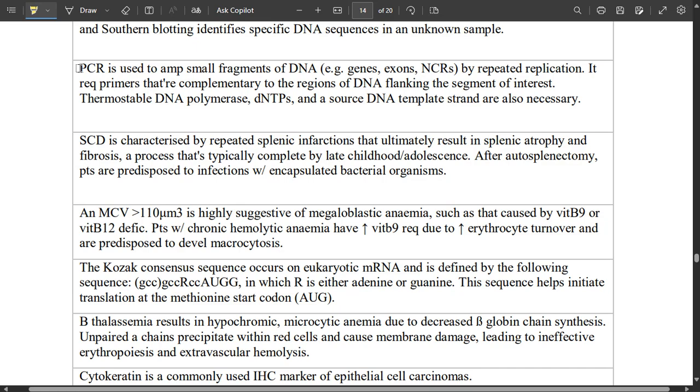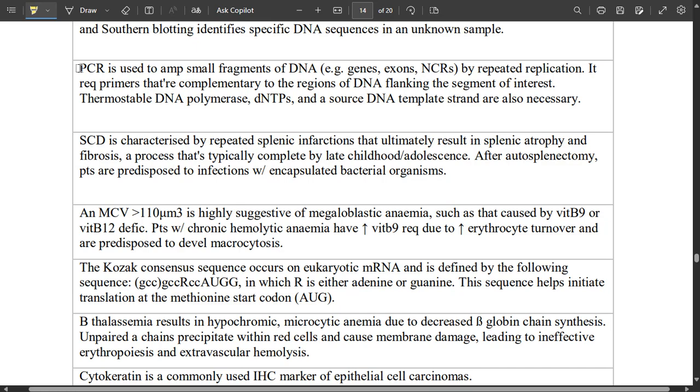It requires primers that are complementary to the regions of DNA flanking the segment of interest. So for PCR, polymerase chain reaction, to multiply fragments of DNA, it requires small primers that are complementary to the regions of DNA flanking the segment of interest. For the segment of DNA that is to be multiplied, the complementary primers have to be added.